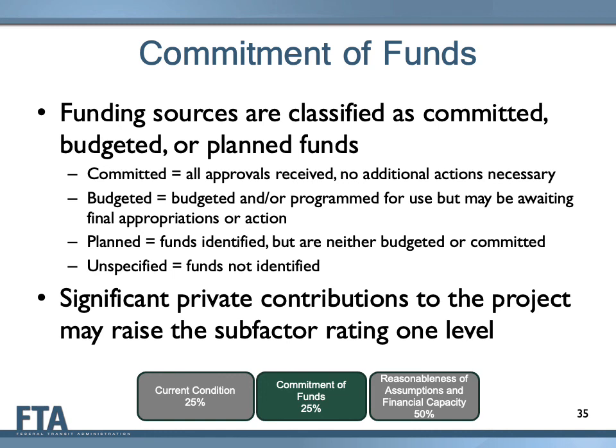Examples include debt financing in an agency-adopted CIP that has yet to receive final legislative approval, or state capital grants that have been included in the state budget but are still awaiting final legislative appropriations. Funds are considered planned if sources are identified and have a reasonable chance of being committed, but are neither committed nor budgeted. Funds are considered unspecified if sources are not sufficient or have not been clearly identified. If private contributions are included as a significant funding source in the financial plan, FTA raises this subfactor rating 1 level. The commitment of funds subfactor is weighted 25% when developing the summary local financial commitment rating.